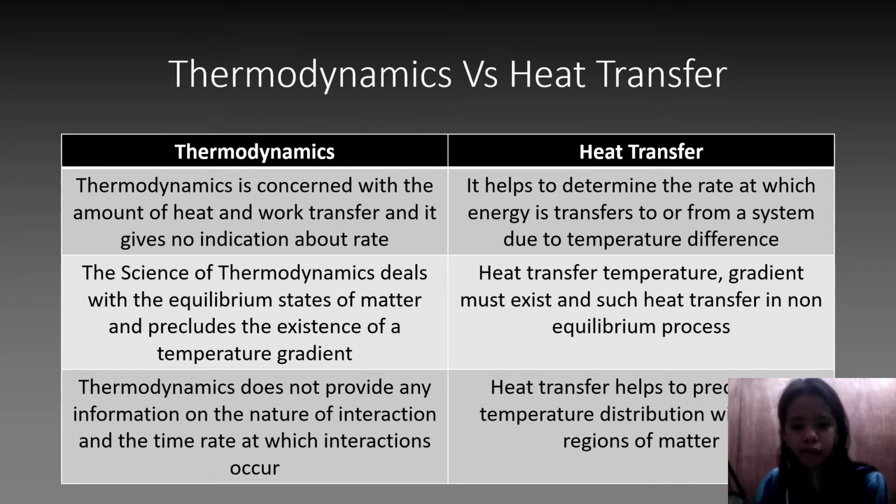Thermodynamics deals with the equilibrium states of matter and precludes the existence of temperature gradient. In heat transfer, a temperature gradient must exist, and such heat transfer is a non-equilibrium process. Thermodynamics does not provide any information on the nature of interaction and the time rate at which this interaction occurs, while heat transfer has a distribution within a region of matter.